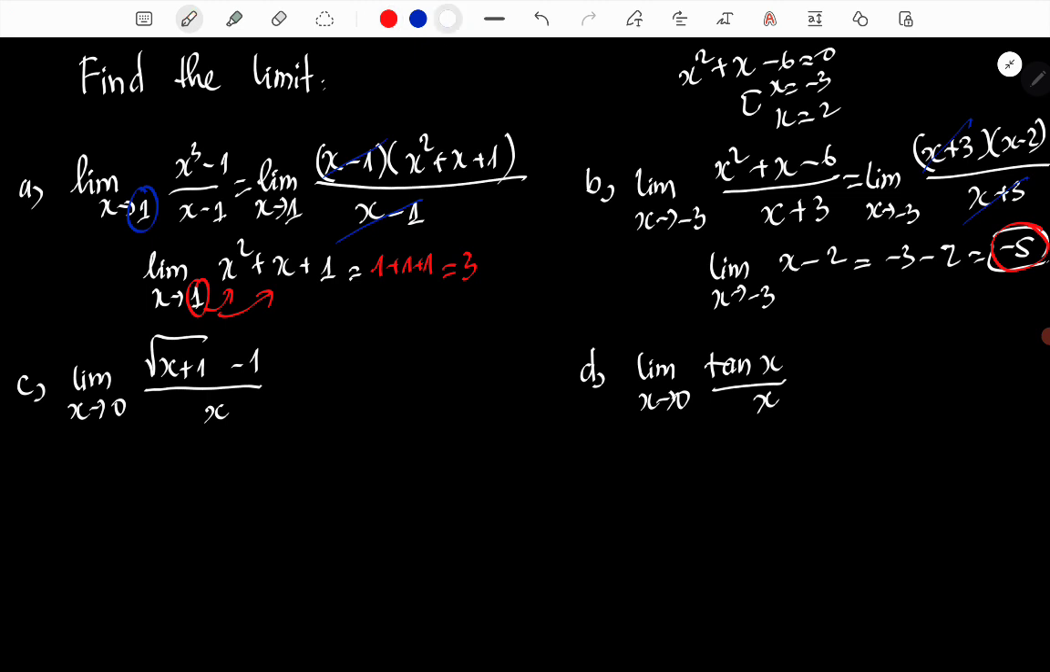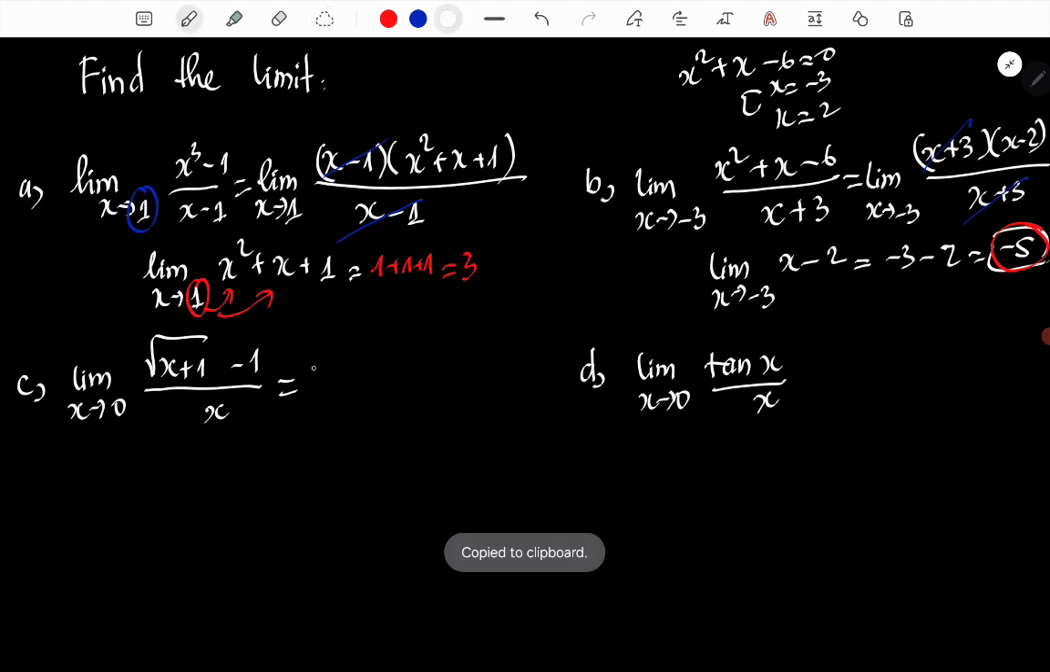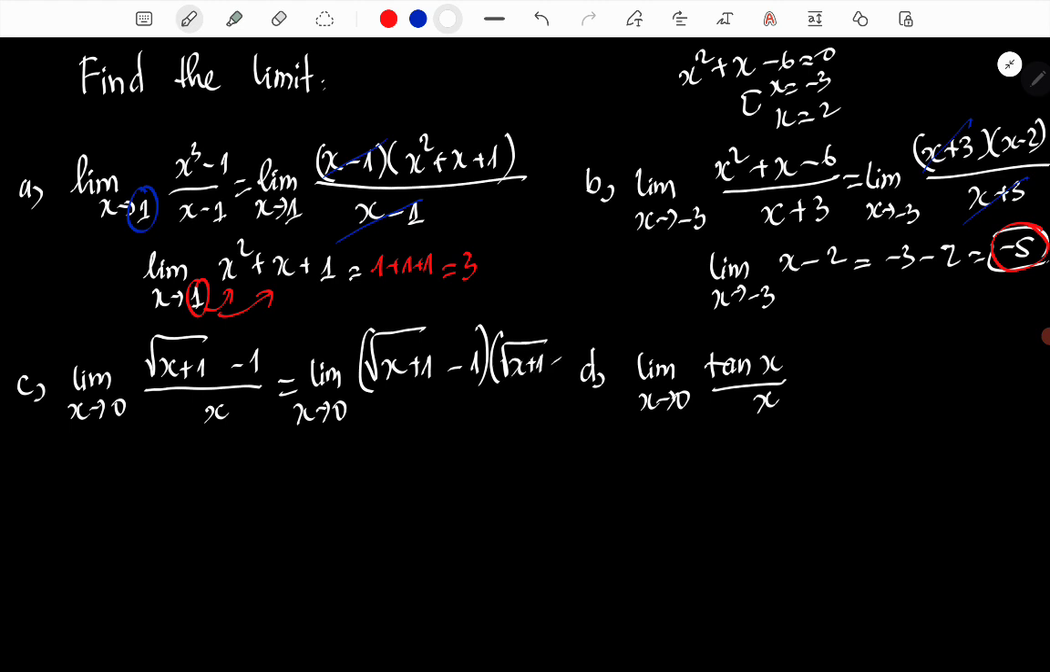Let's use a red color here, okay? So problem C, if we just plug in 0 right here, we have 0 plus 1 minus 1, 0. Once again, it's going to be 0 over 0. So we cannot do it this way. Now, we take the limit as x goes to 0. So for the square root of x plus 1 minus 1, we can multiply with the conjugate, square root of x plus 1 plus 1, and then the denominator we also have to multiply with the same.